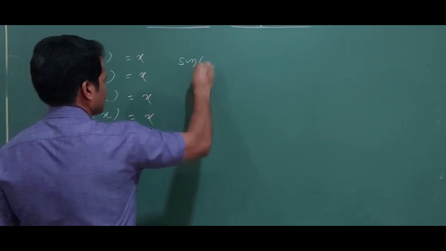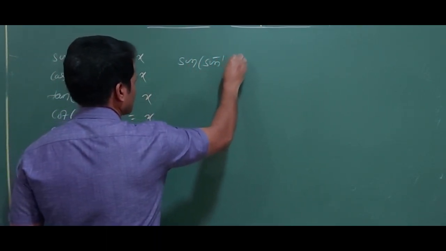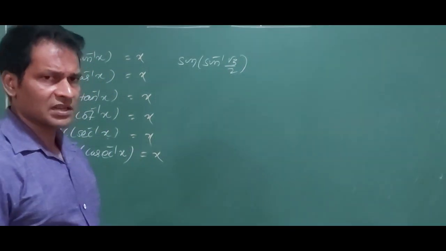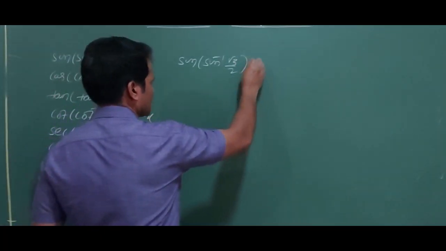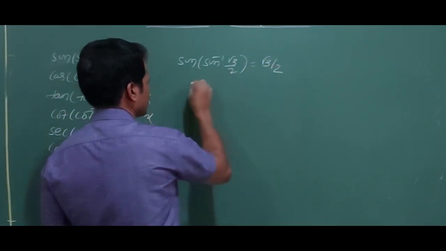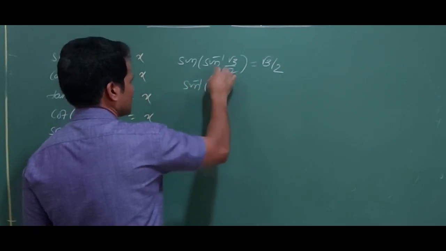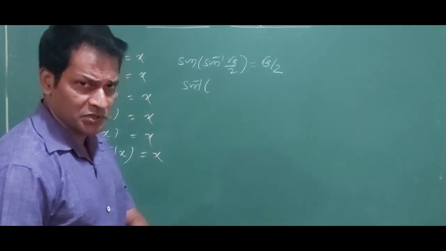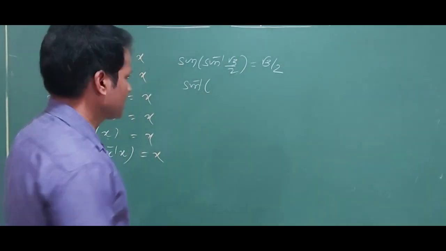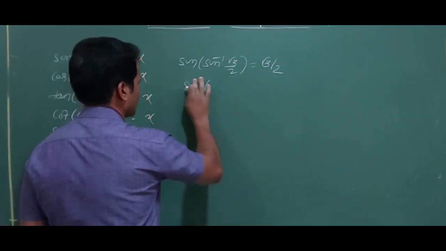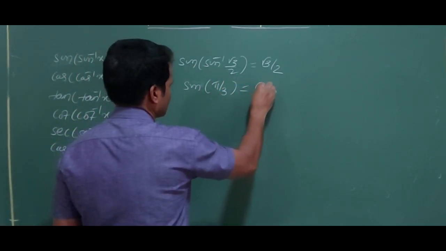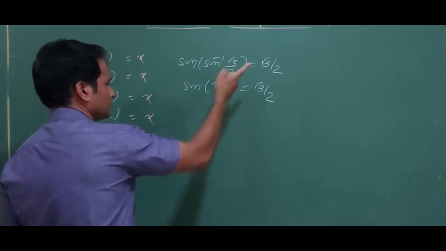Sine of sine inverse root 3 by 2. The answer should be root 3 by 2. Let us verify it. When sine is equal to root 3 by 2, the inverse function, in the first quadrant, gives positive pi by 3. Sin pi by 3, sin 60, is root 3 by 2. That means this is correct.